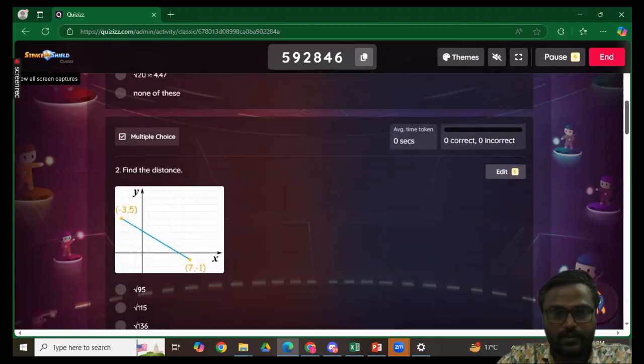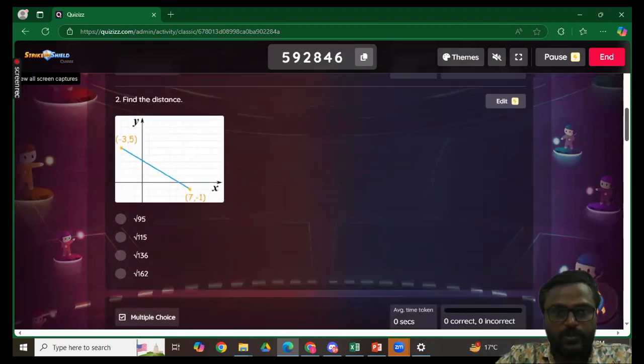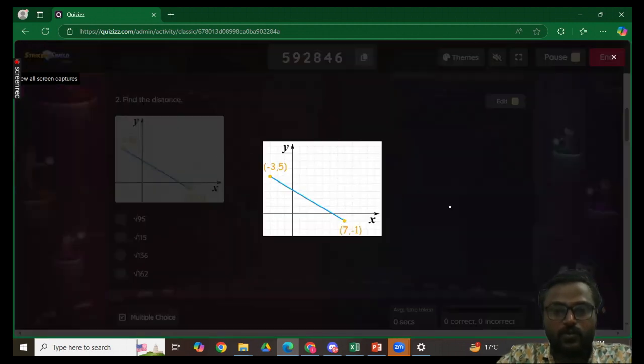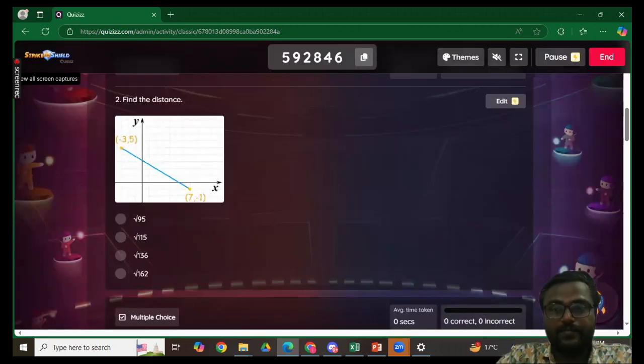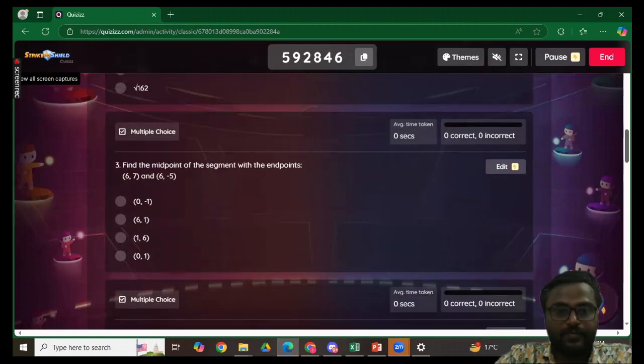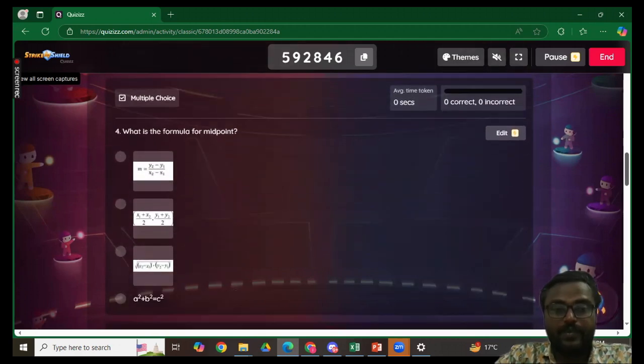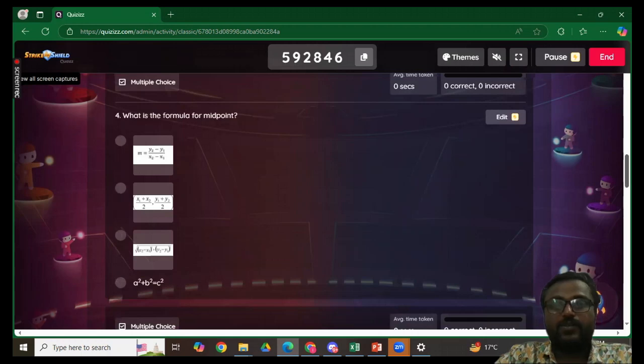This is question number 2, where again you need to find the distance of it. These are your 2 points, -3, 5 and 7, -1. You can apply the formula and get the answer. Here is question number 3, wherein you need to find the midpoint using the formula again. So the question says, what is the formula for midpoint? I hope you guys have written it down when we were taking the class.